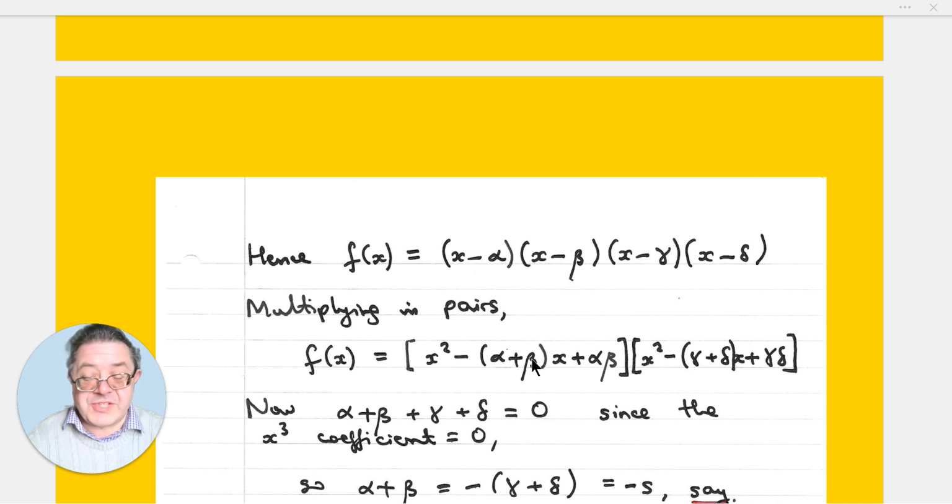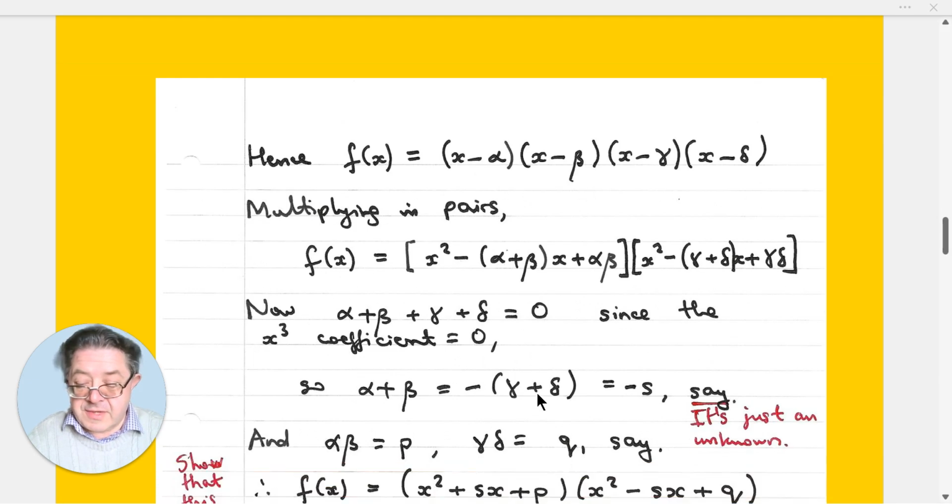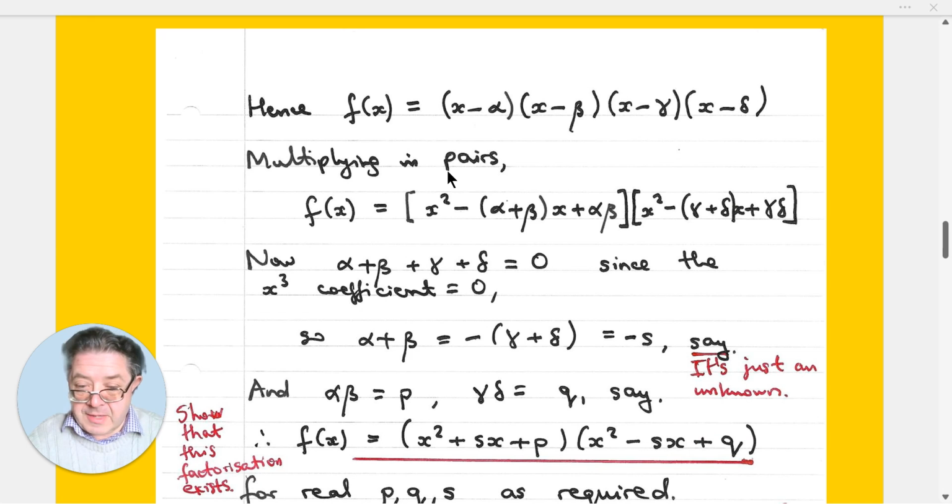Since the x cubed term is 0, the sum of the roots is 0. Alpha plus gamma plus beta plus delta equals 0. Therefore, alpha plus beta equals minus gamma plus delta, which is why we have s and minus s. S is just a letter standing for alpha plus beta. So we have now the s and the minus s. Alpha beta is just a number, call it p. Gamma delta is a number, call it q. We have the expression as required.